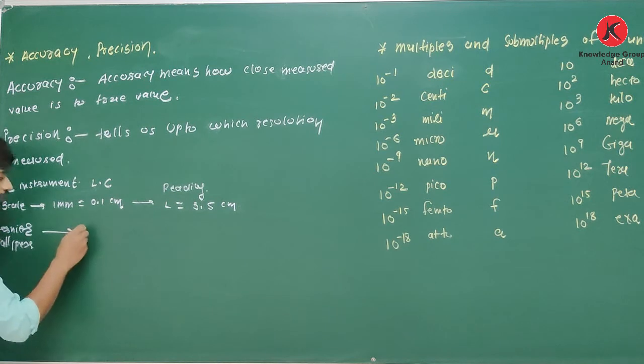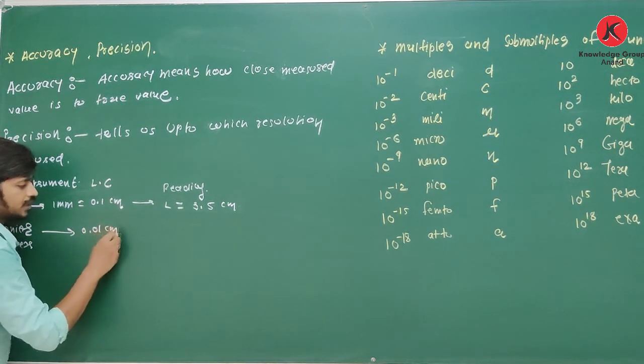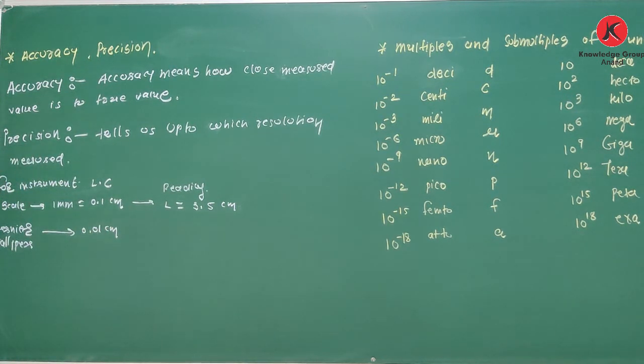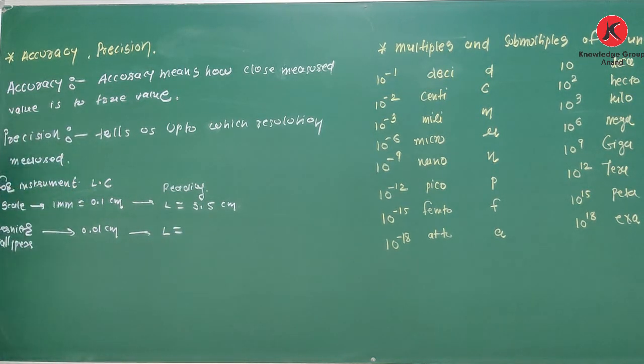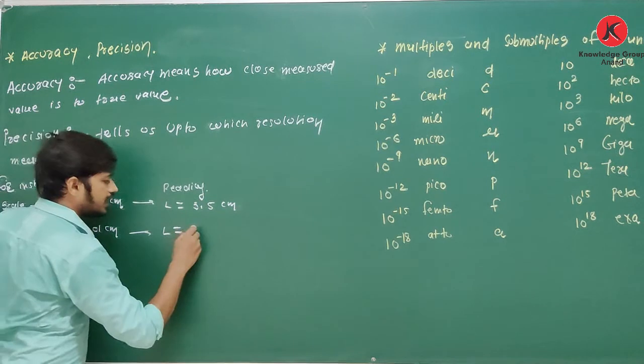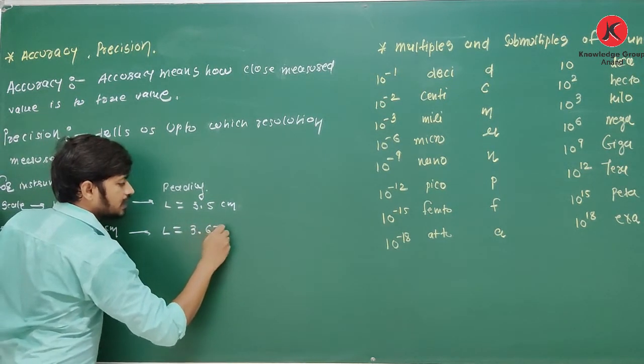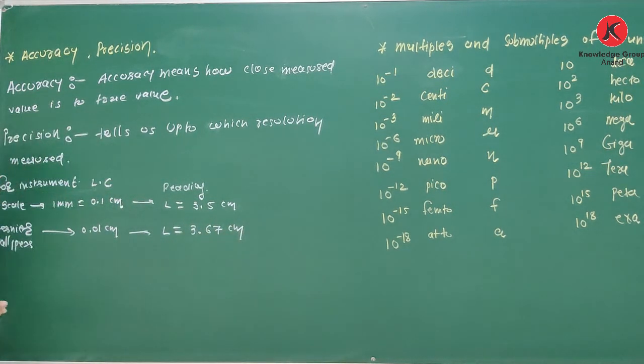Its least count is 0.01 centimeter. So the length measured with the help of vernier calipers, how to write? It is nearly 3.67 centimeter. I have assumed these values.